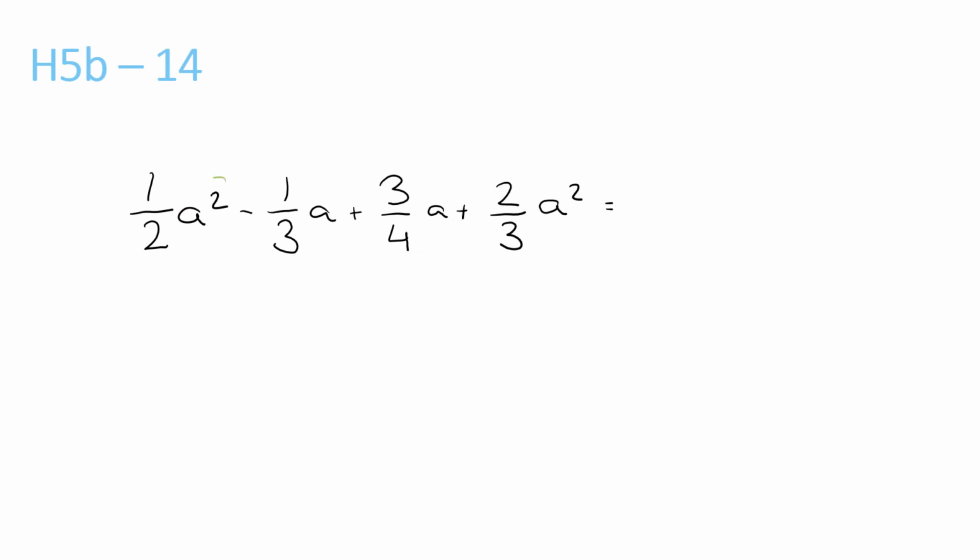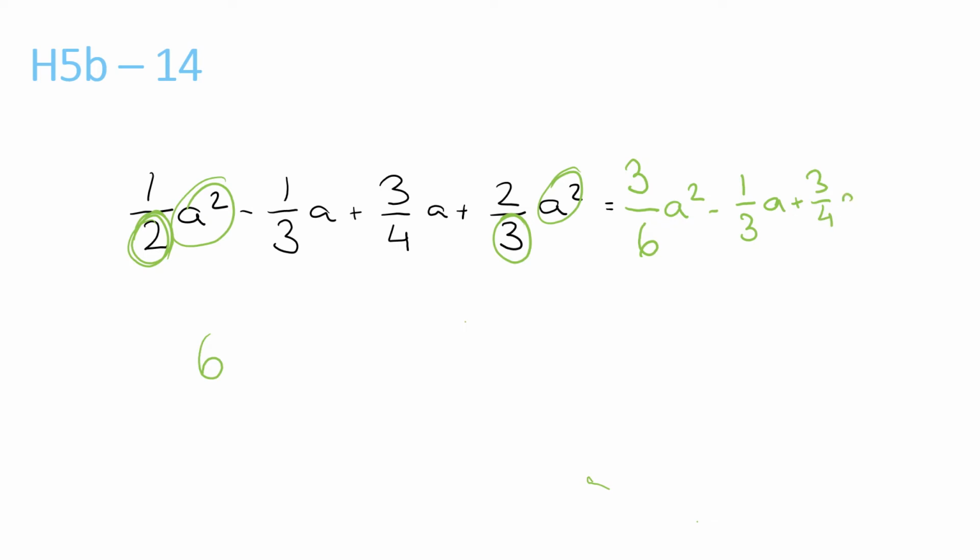You have to find the ones with the a squared, and you have to get the denominator, and then you have the 2 and the 3, the LCM is 6, so 2 times 3 is 6, and then you have to do 1 times 3, which is 3, and 2 times 3, which is 6, a squared, and then minus 1 over 3a plus 3 over 4a, because that's just this part, we haven't done that part yet, plus 3 times 2 is 6, so you have to do 2 times 2, which is 4 over 6a squared.